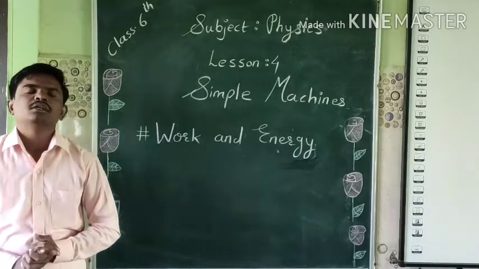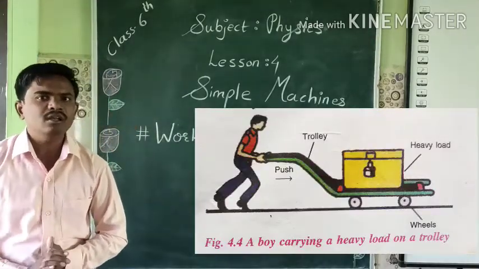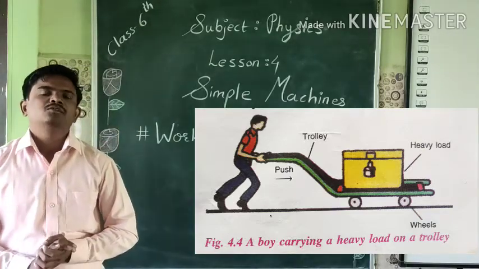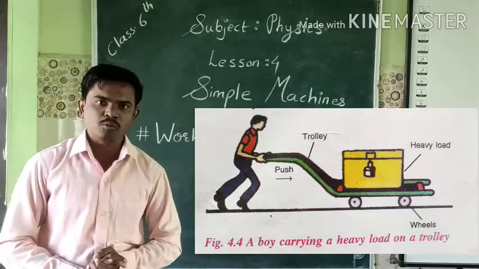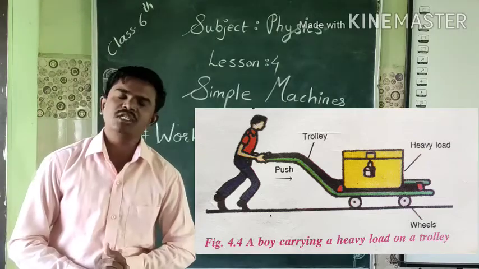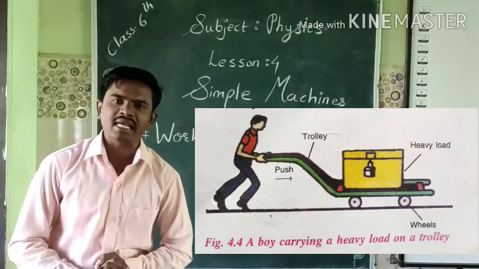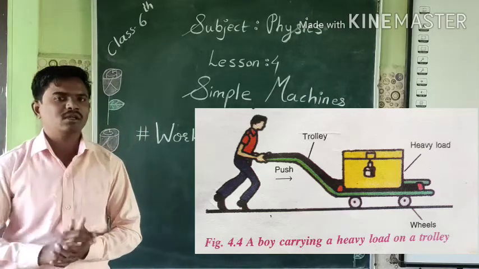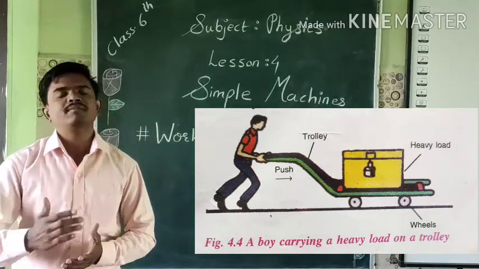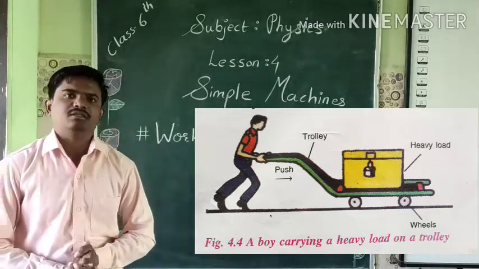Another example: suppose you want to move a heavy load from one place to another place. It is very difficult to push or lift it. But if you use a trolley and place the load on this trolley, it is very easy to move it from one place to another. So your trolley is a simple machine.